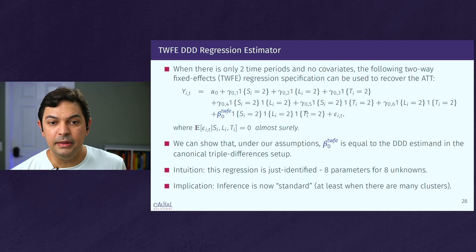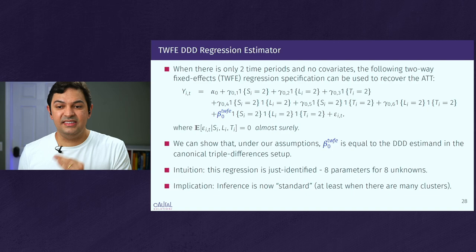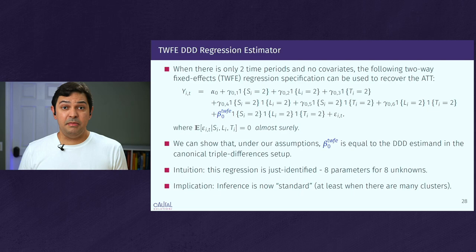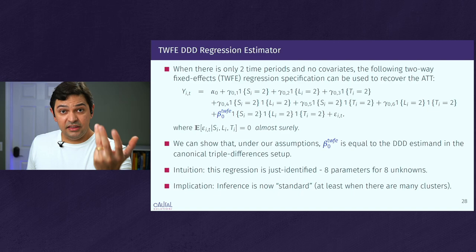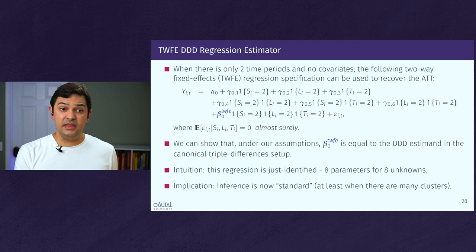And we can show by doing simple manipulations that the coefficient beta 0 here in blue is equivalent to our triple difference estimate in the canonical setup, when we assume parallel trends as we have done, and no anticipation. And as I said before, the intuition is that there are 8 possible partitions in the data that we can make at the group level. There are 8 coefficients in this regression, so the problem is just identified. Once I have this identification, it's just a matter of rearranging these terms in the way we want. And this particular specification does exactly that.